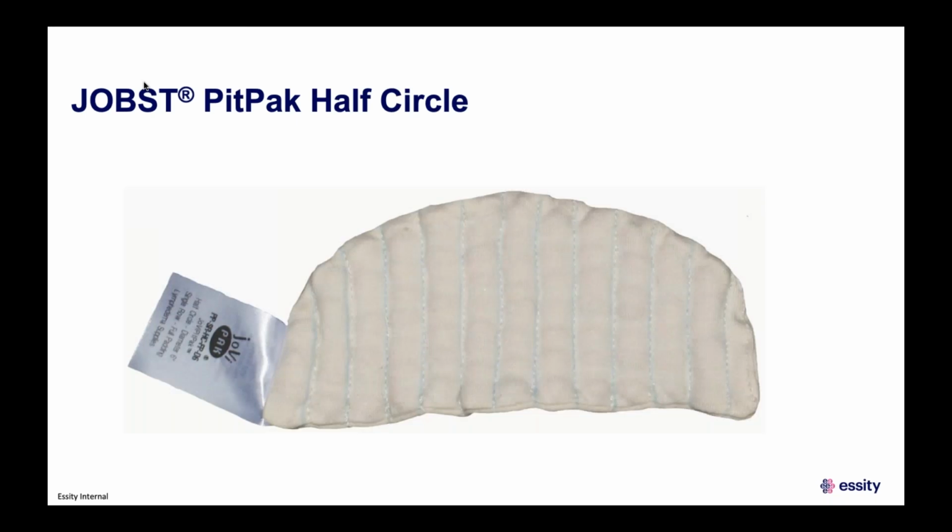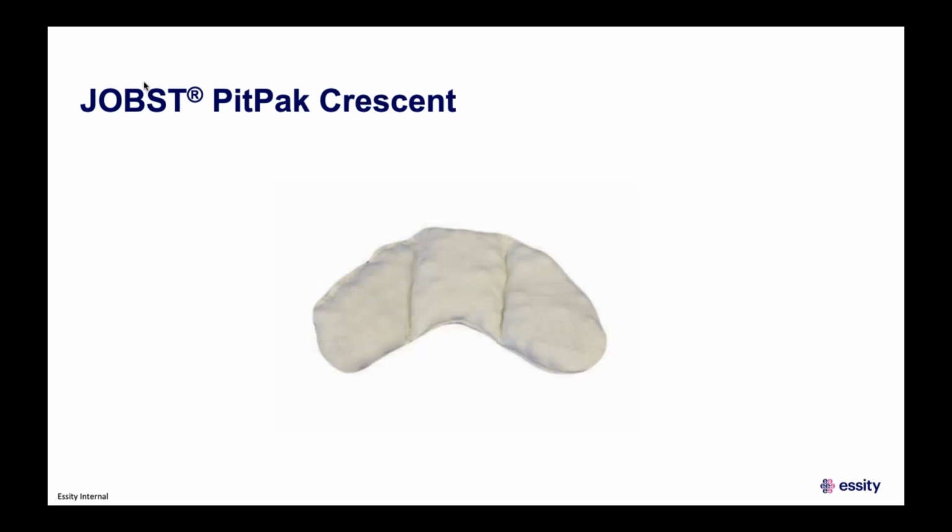These are some more examples of the pit pack. This is a wonderful half circle. This is great for post-mastectomy, post-lumpectomy scars. I've often taken 2 of them and just whip stitched them together to form a full circle, which is really nice for a lumpectomy. This is a crescent, and I use this a lot on toes.